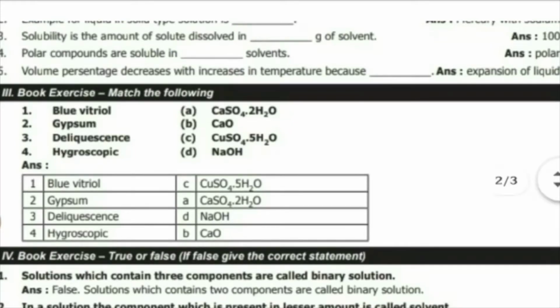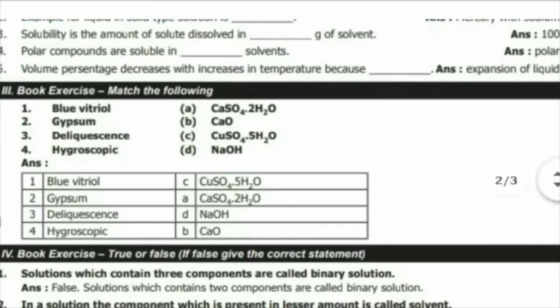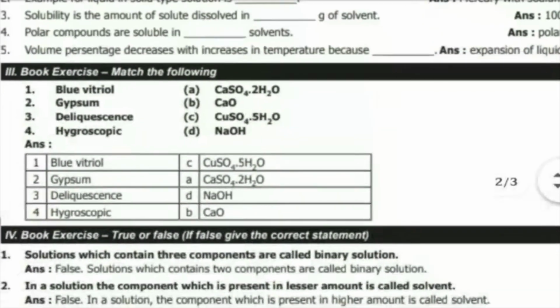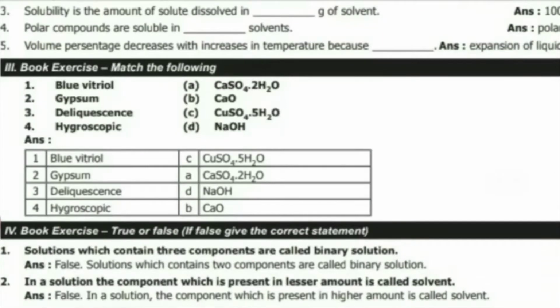Fifth one, volume percentage decreases with increase in temperature because dash. The answer is expansion of liquid. Okay, next we'll see Roman letter 3, match the following.